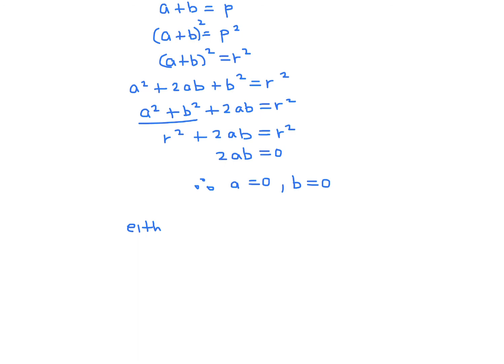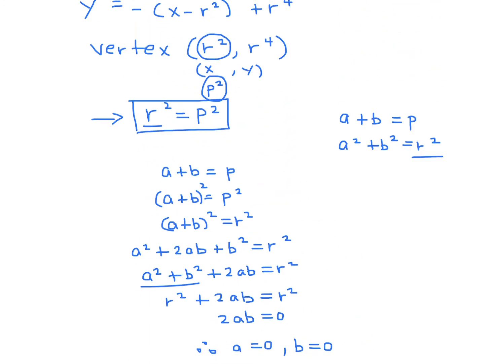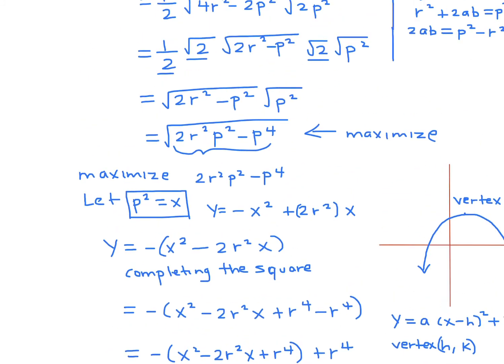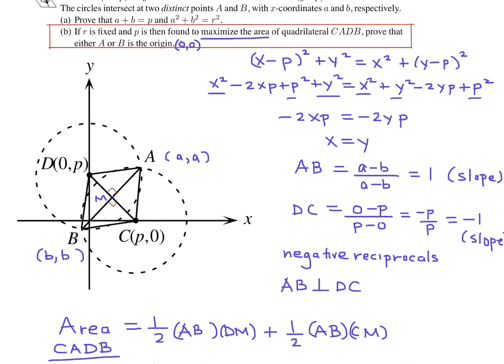So either a, which had coordinates (0, 0), or b, which had coordinates (0, 0). And there you go. That's what they wanted you to prove. They wanted you to prove that either a or b is the origin. And go back and read that question again. Where is it?